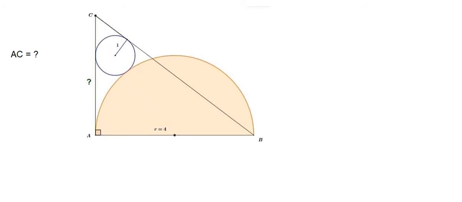Hello everybody, so today I will talk about geometry. The question here is to find the value of AC. We have two circles here. The first one has radius R equal to 1 and the second one has radius R equal to 4. So I will show you the technique to find the value of AC.